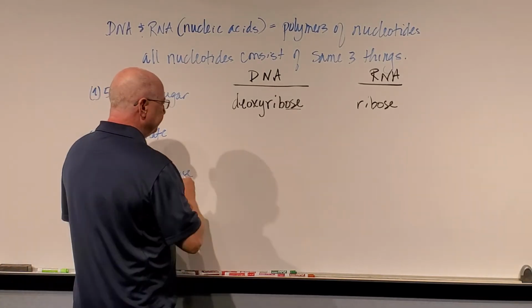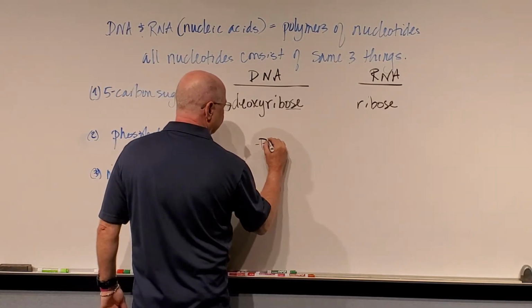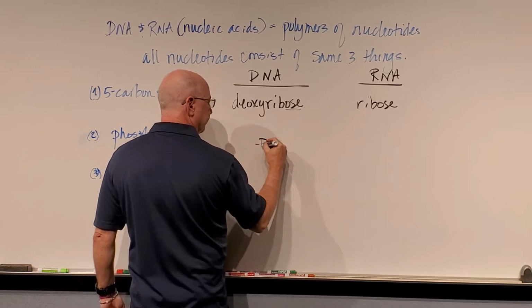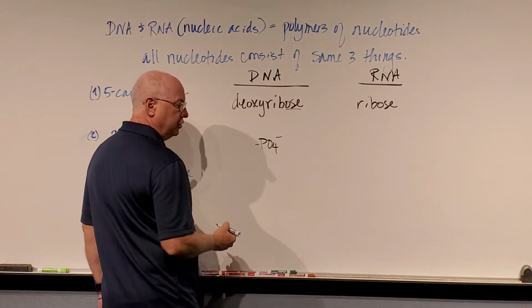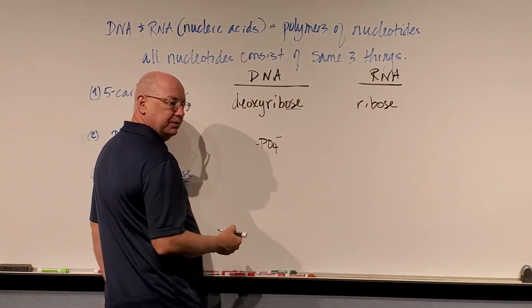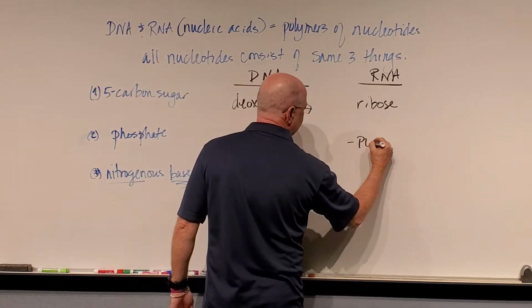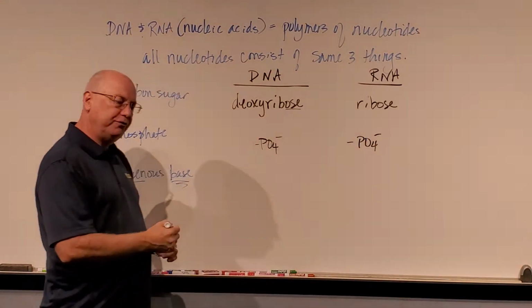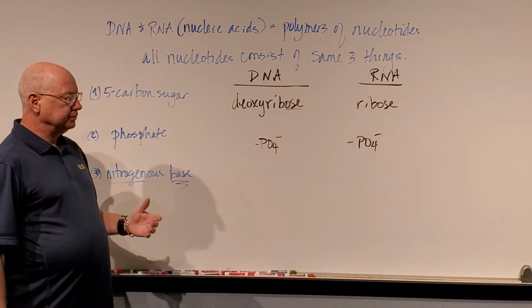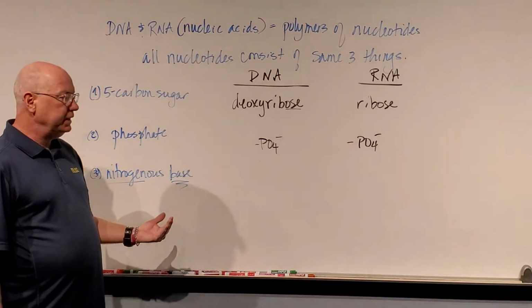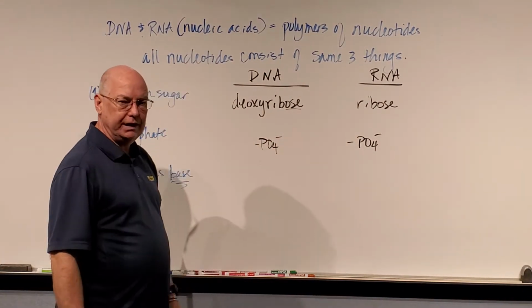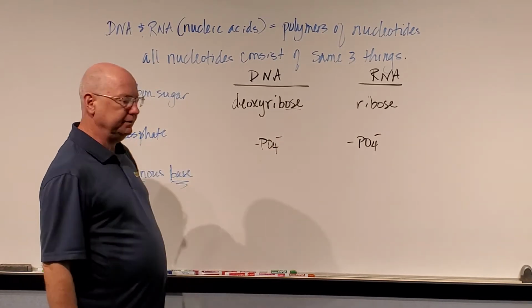Now, the phosphate group for DNA is usually a phosphate with 4 oxygens and a negative charge. And it's bound to the rest, some other piece of carbon over here. And it's the same phosphate, or PO4, that we use for ATP. It's the same between DNA and RNA. Phosphate is phosphate is phosphate.